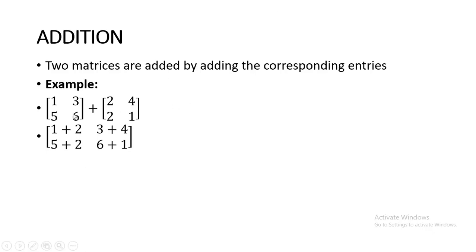As you can see, I have added these two matrices and the result is 1 plus 2, 3 plus 4, 5 plus 2, 6 plus 1. The final result is 3, 7, 7 and 7. Now let's consider another example.